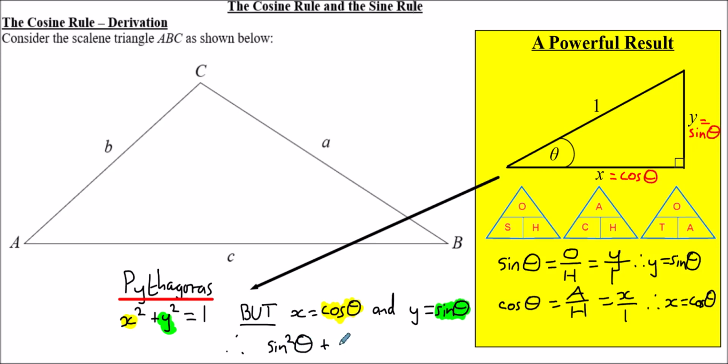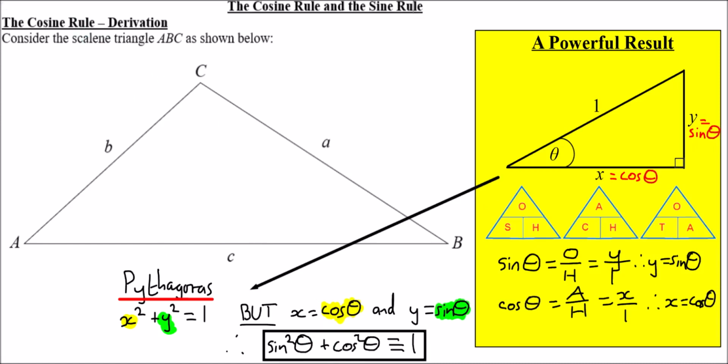So sine squared theta plus cos squared theta equals 1. I'm going to put an identity symbol here. That means it's always true. This is an important result which, as I've said, you'll see time and time again. It's basically just using Pythagoras on any right angled triangle with hypotenuse 1. We're going to use this result to prove the cosine rule. So now I've introduced it, we can crack on and prove the cosine rule.